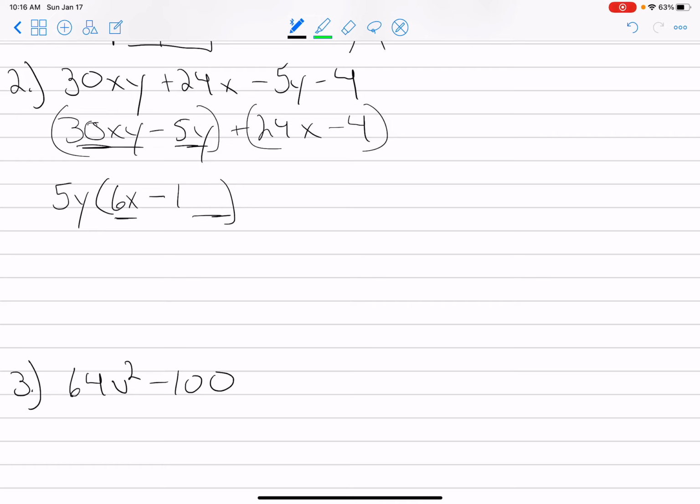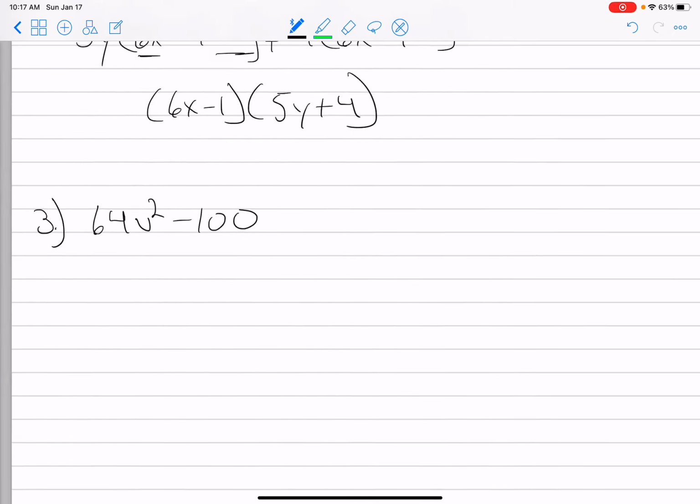Right? 5 divided by 5 is 1. y divided by y is 1. So I get a 6x minus 1 there. Plus 24 and 4, I could take out a 4. I end up with 6x. Oh, look at this. Minus 1. How beautiful it is. So now I ultimately have 6x minus 1 times 5y plus 4. Factored like a boss. All right, let's move on to number 3.